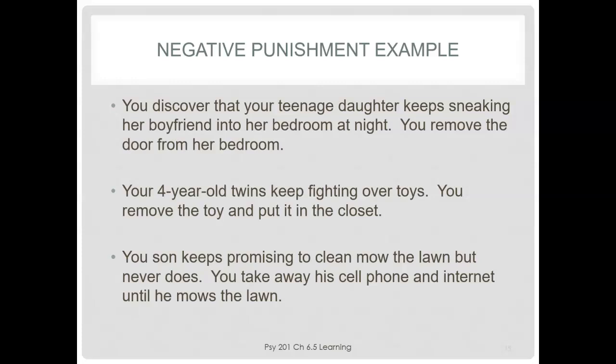Your 4-year-old twins keep fighting over toys. You remove the toy and put it in the closet. It's a punishment because you're decreasing the behavior. It's a negative punishment because you're taking something away.